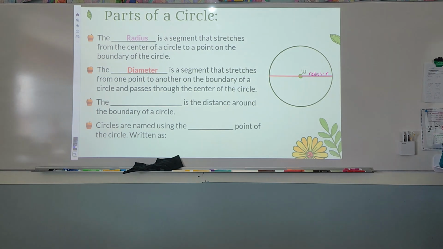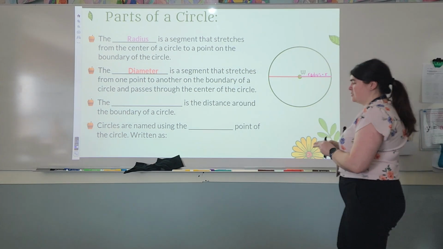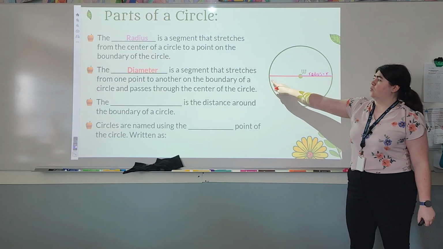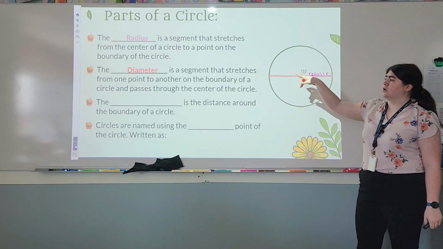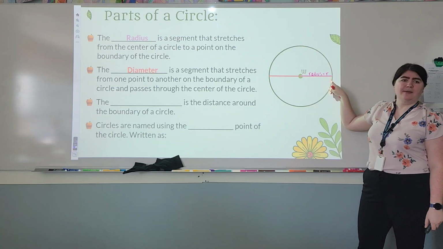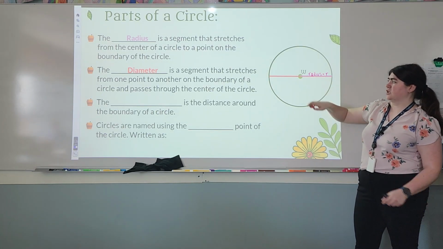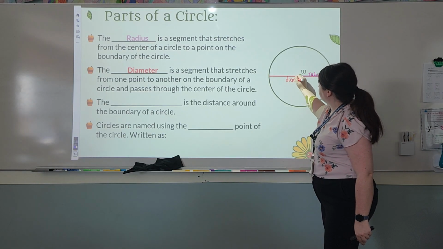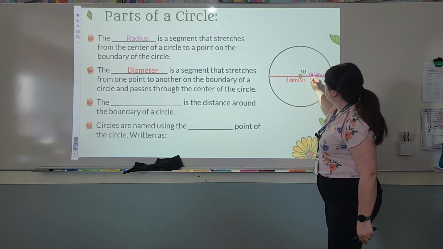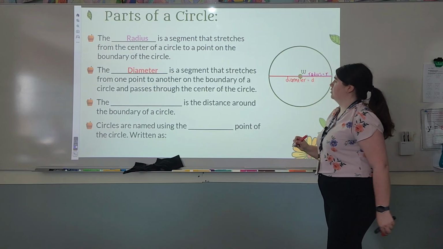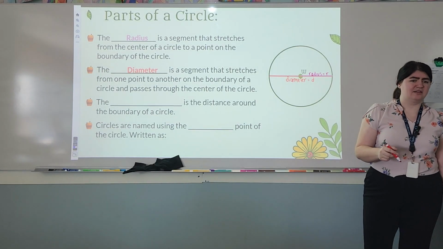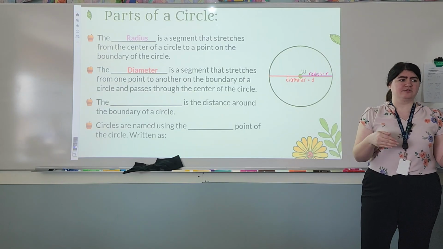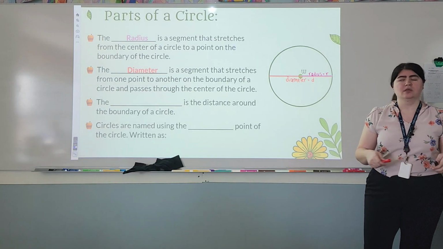The diameter is twice the radius and is a segment that stretches from one point of the circle to another point on the circle and passes through the center of the circle. So this is the diameter, and the diameter is represented with the lowercase d. And then just a reminder, the diameter is twice the value of the radius.